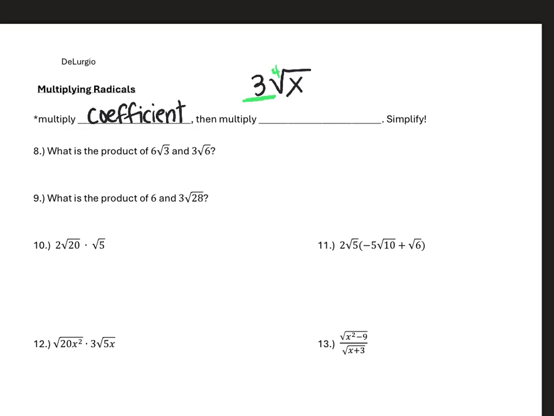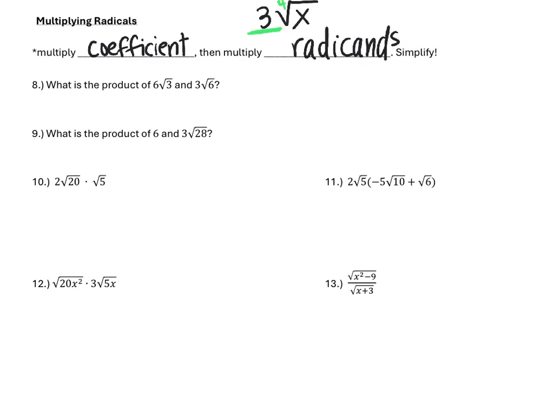So we multiply the coefficients, and then we multiply the radicands, which are the numbers underneath the square root sign. And then you must always simplify. So then we go to that step that we were just doing and make sure that there's nothing underneath the root that can be simplified. For example, number 8 says, what is the product? What does product mean we should do? Multiply. Okay, so if you are asked to find the product, you're multiplying the two terms.